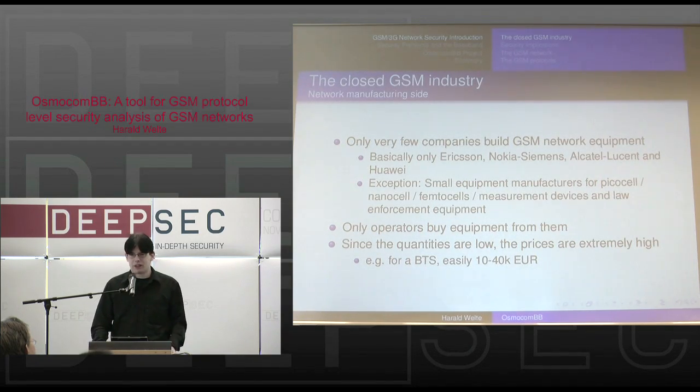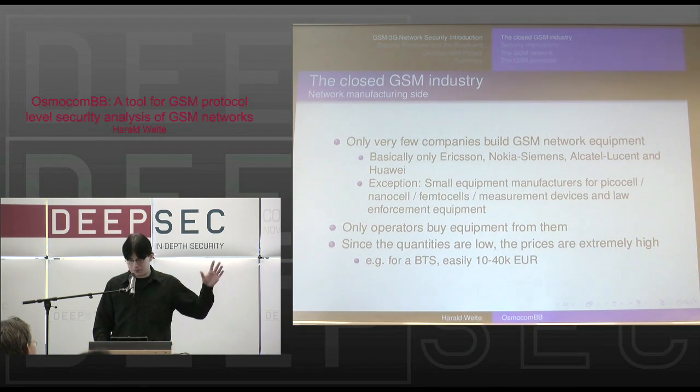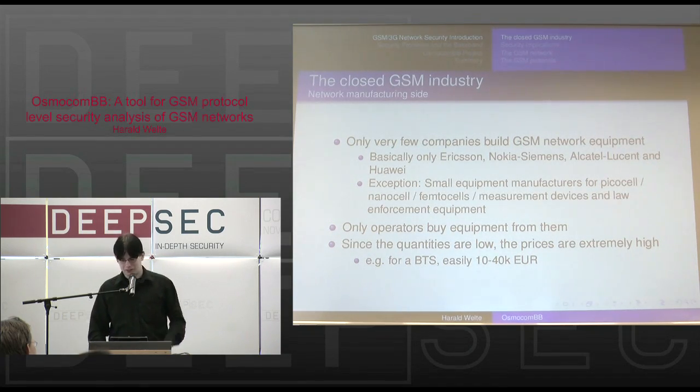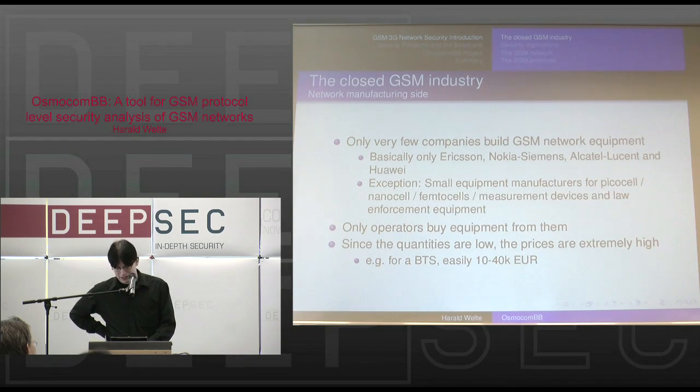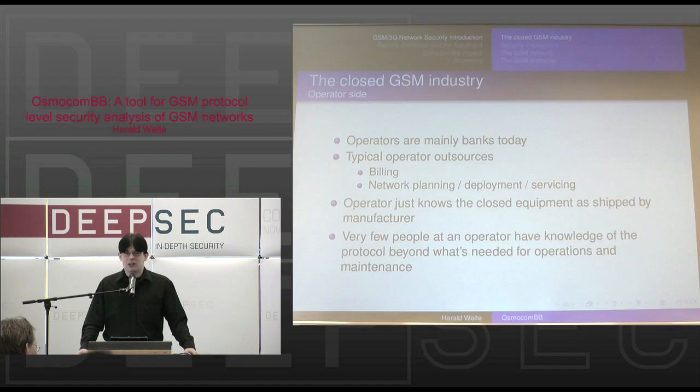And the minimum amount of money you need to put on the table to buy a minimal GSM network is in the order of hundreds of thousands to millions of euros. And even a single component, which is not sufficient to operate a network, will cost you 10 to 40,000 euros. That's definitely not something that will encourage academic research or independent research into the security of those systems. Also, if you have that equipment, how do you use it for security analysis? You can then run a network and you can make phone calls, but that's not really what you want to do.